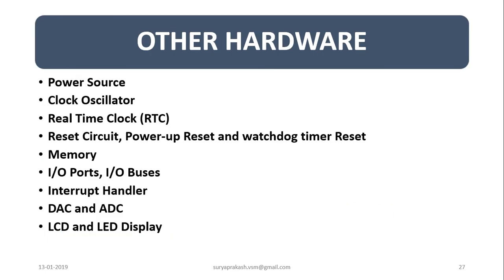The other hardware which can be included in embedded systems are power source, clock oscillator, real-time clock, reset, power-up reset, and watchdog timer reset, the memory, I/O ports and I/O buses, interrupt handler, DAC, that is digital to analog converter, and ADC, analog to digital converter, LCD and LED displays.